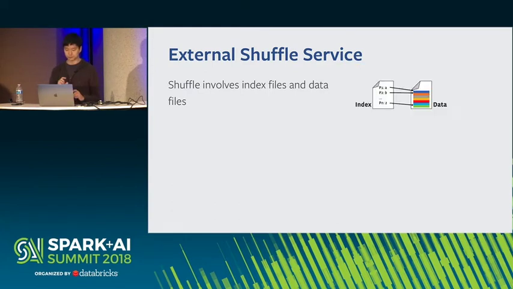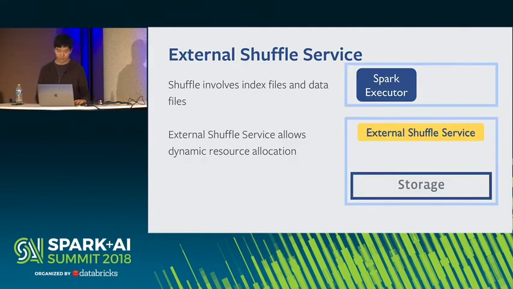So for shuffle, you first read the index, and then you find out where in the data file you want to read, and then you seek and read from that file. What external shuffle service does is it allows what's called dynamic resource allocation. If you don't use external shuffle service, you need to read the shuffle by contacting the Spark executor where the mapper was run, and then reading the data from there.